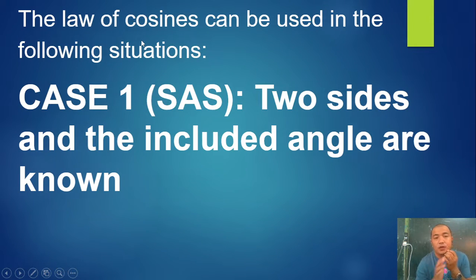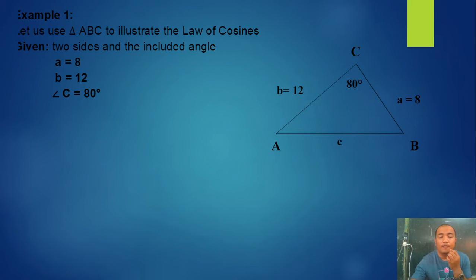Remember that? There are two cases for the law of cosines. The law of cosines can be used in the following situations. Case 1: two sides and the included angle are known. So we have here an example.